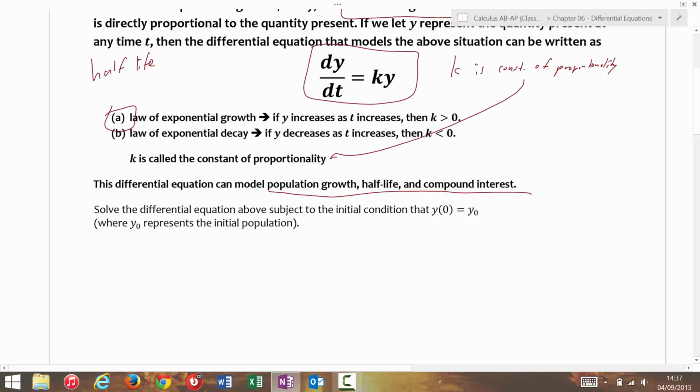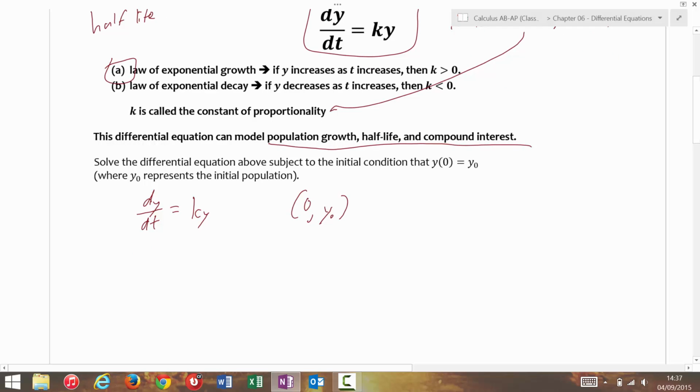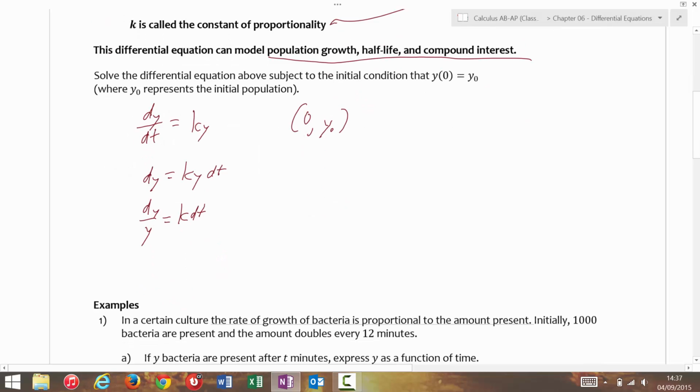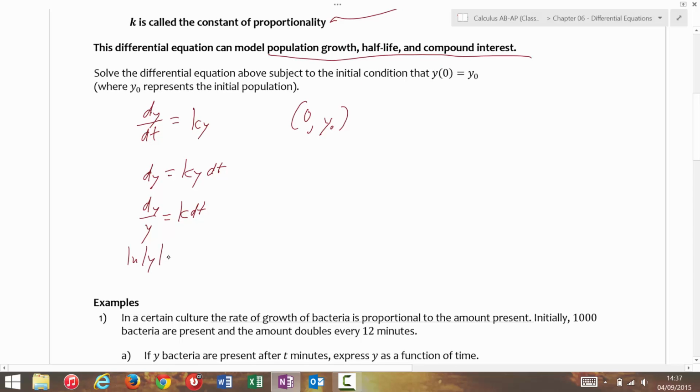one way to build an equation is to take the original dy/dt equals ky and solve it subject to the initial condition that y of 0 is equal to what we're going to call y sub 0. That means I just have an ordered pair (0, y sub 0), which is just another way of saying we're going to plug in an initial y. So if I do what we did before and split this, dy is equal to ky dt, and then divide by y, I get dy over y is equal to k dt. That puts my y's on one side and the t's on the other. Integrate both sides and I get the natural log of the absolute value of y is equal to kt plus some constant c.